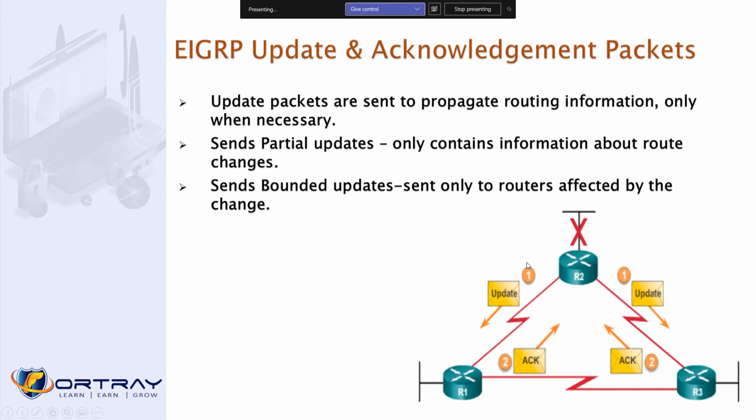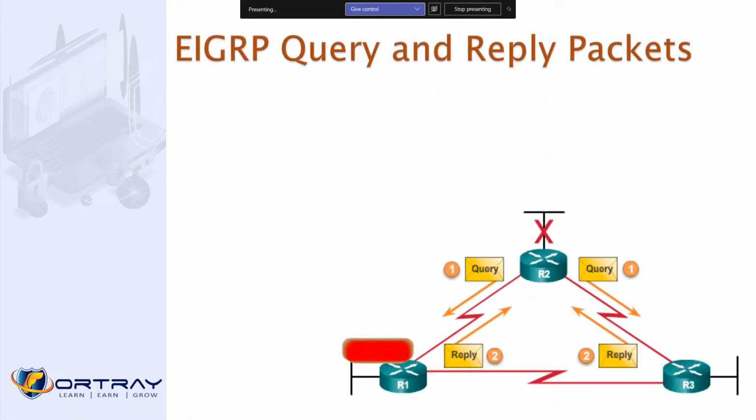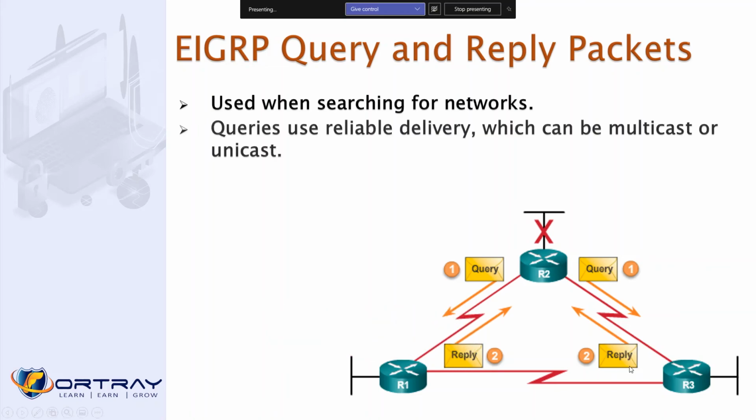So basically, update and acknowledgement, and the third one, 2 packets are together, query and reply packet. Use when searching for the network. So let's say you are querying that this network goes down, and the other guys are replying back. Queries use reliable delivery, can be multicast or unicast. Replies use reliable delivery as well.